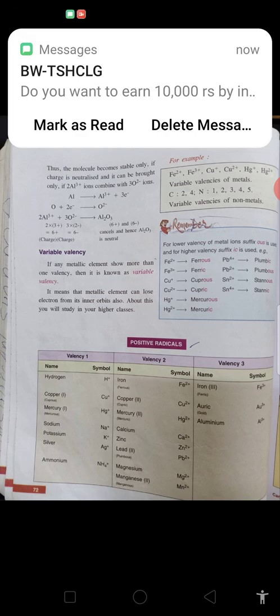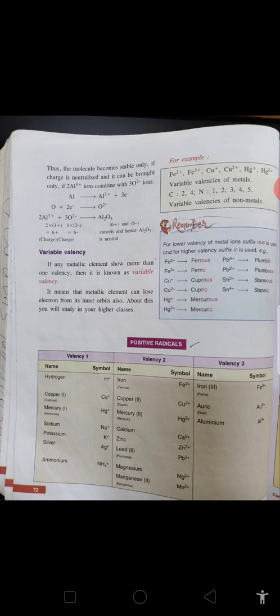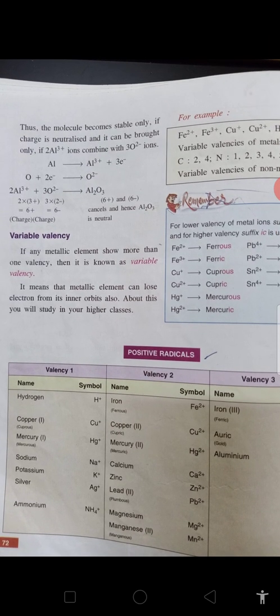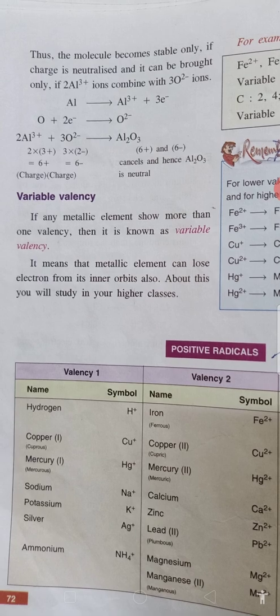Now children, once we have learned this, we have to remember the valencies of all the positive and negative radicals which we have. So here is a list of some positive radicals. Children, you have to learn them by heart in order to write chemical formulas. Positive radicals with valency 1 are hydrogen plus 1, copper or cuprous plus 1, mercurous plus 1, sodium plus 1, potassium K plus, silver Ag plus, ammonium NH4 plus.